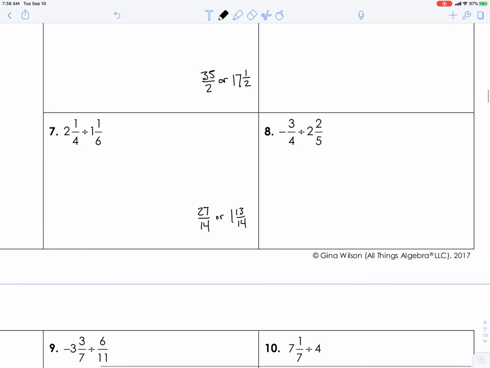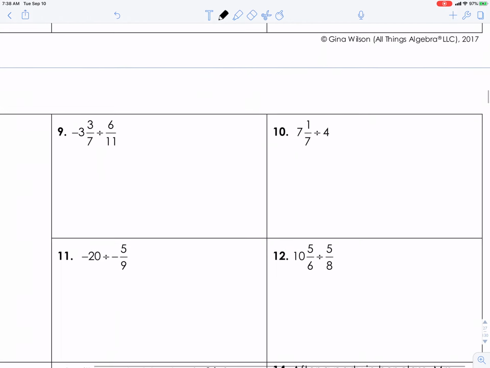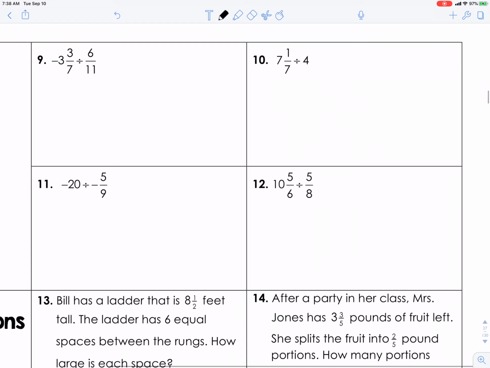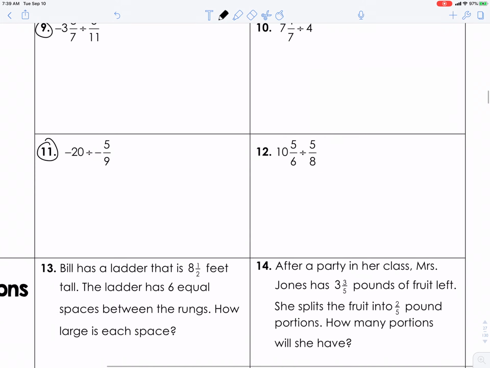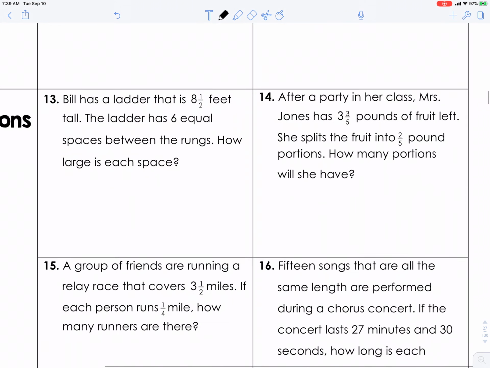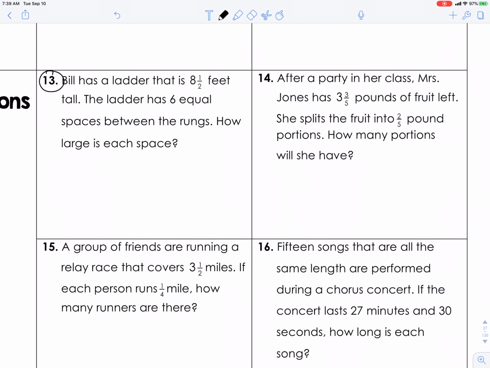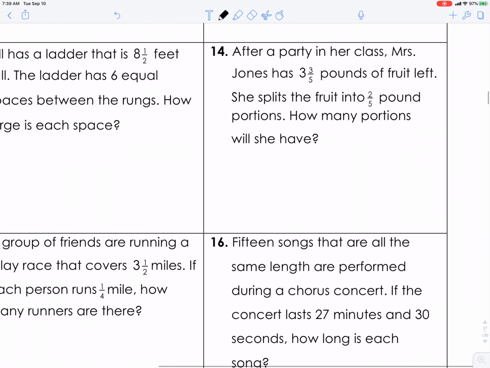Let's look at the back. These are basically similar. Try to do number 9 and 11 on your own. And then I'm going to do 14, but I'm going to have you guys do 13 and 15 on your own. Okay, let's look at 14.